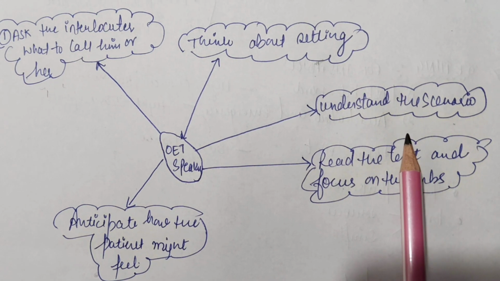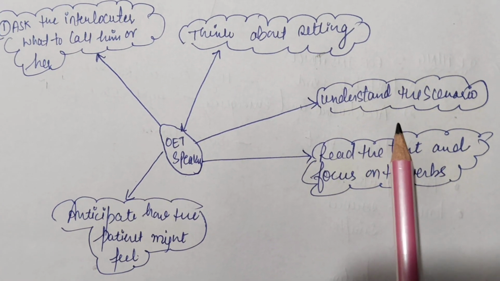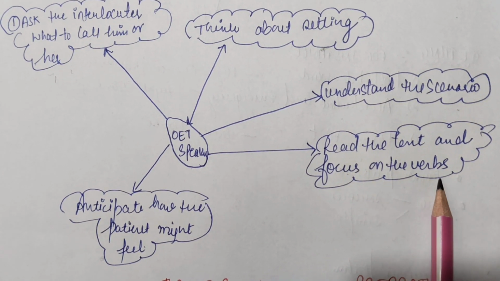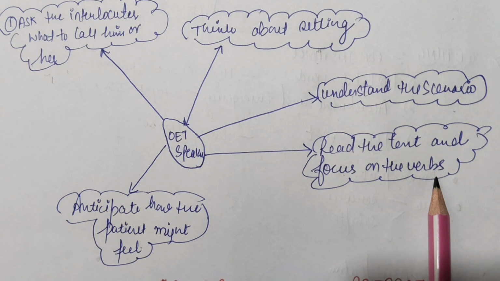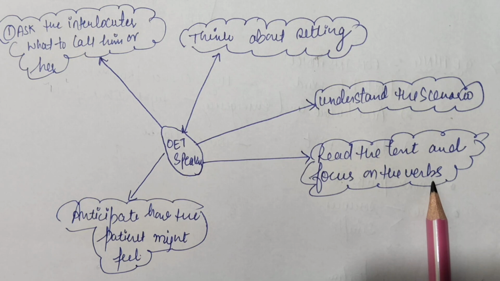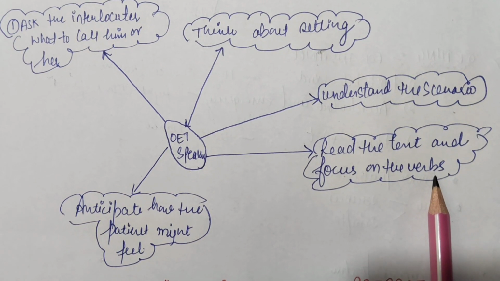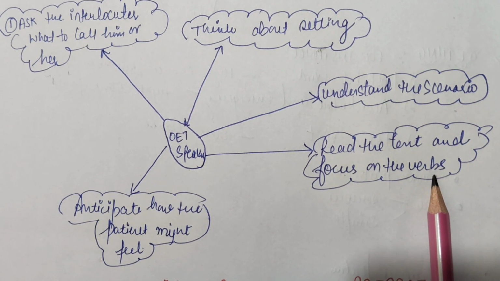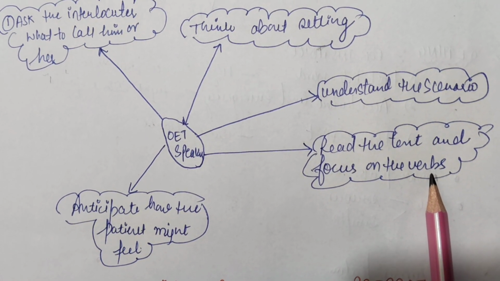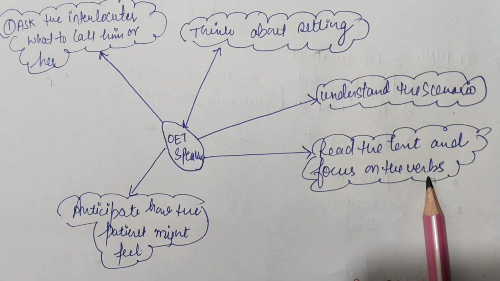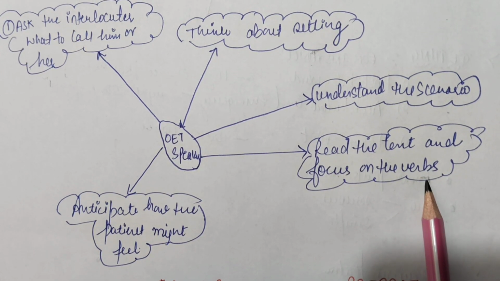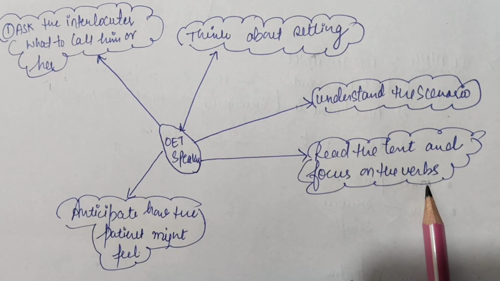In these 3 minutes, we can understand the scenario of the role play card. The next one is read the text and focus on the verbs. All the verbs are mentioned in the tasks. For example, if the verb is explain, we know that it is for giving information to the patient. Another verb is elaborate, and it is also information which we give to the patient. So the verbs are very important in OET speaking, so please focus on the verbs.